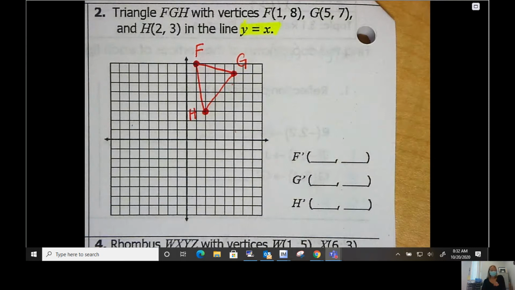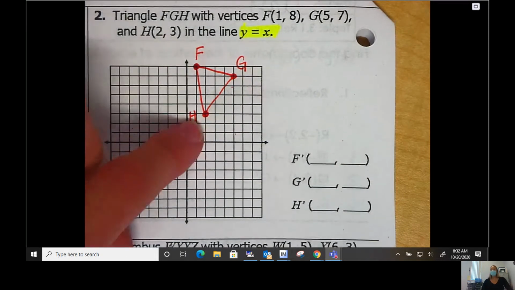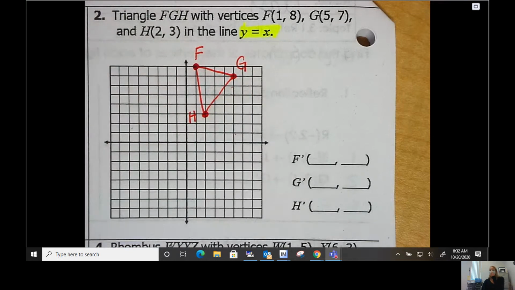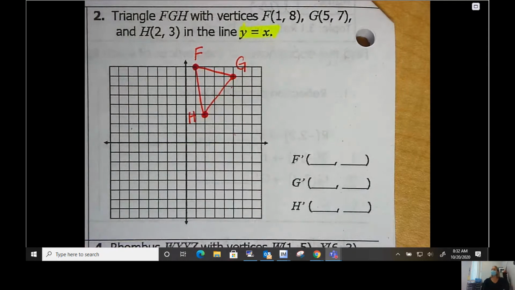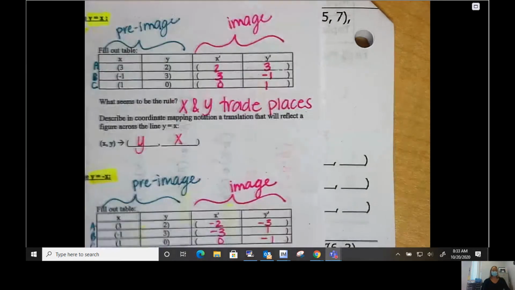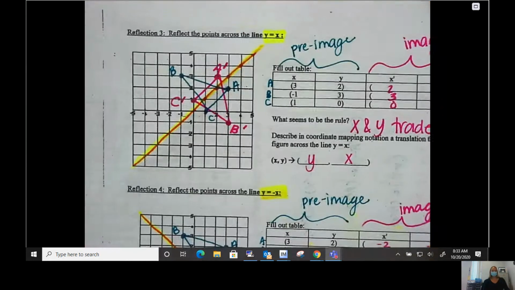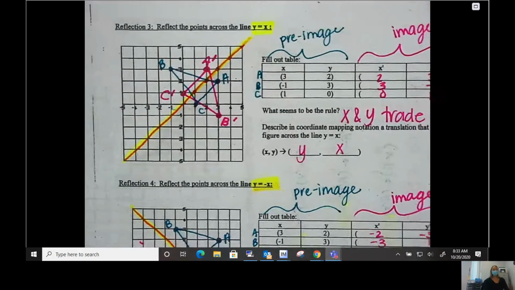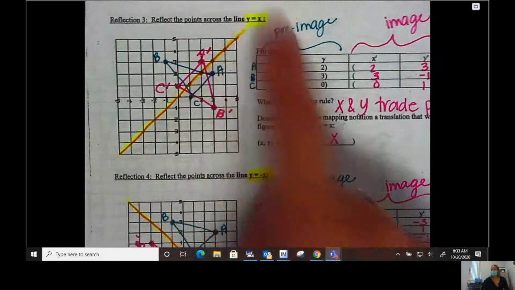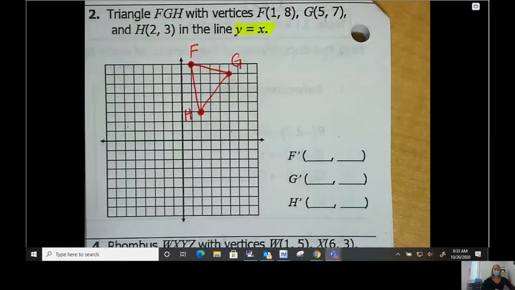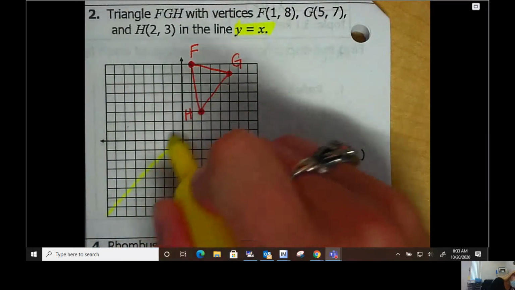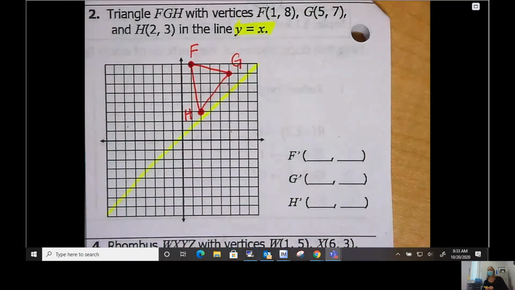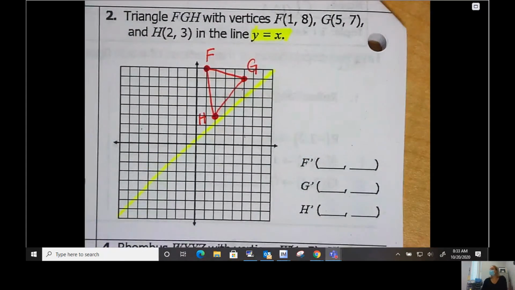All right. So you've got your points. You should have them labeled as well. The graph is reflected over the line y equals x. So if we go back to our notes, what does y equals x look like? What kind of line is this? A diagonal line. So I need to take this and I need to reflect it over a diagonal line. Now, frankly, I think trying to do it on the graph is tough.